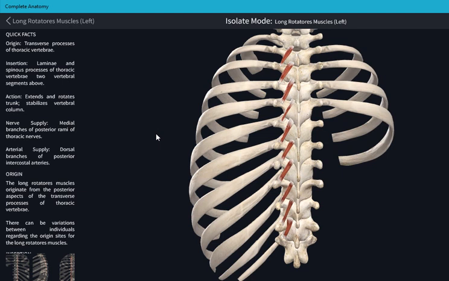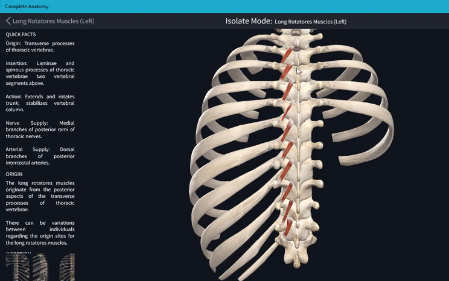The different origin of the long rotator muscle is that it originates from the transverse processes of the posterior thoracic vertebrae, and it is going to insert at the lamina of the spinous process of the vertebra two segments above. So this is the first vertebra, the transverse process, and it's going to go to the lamina of this segment. It passes this vertebra and then goes above it here.